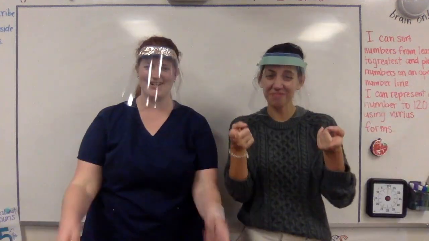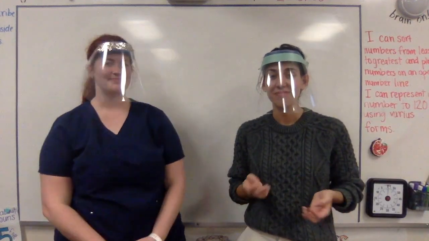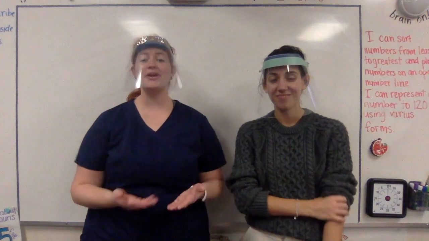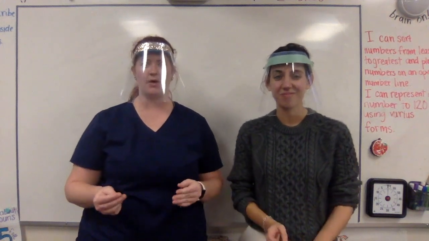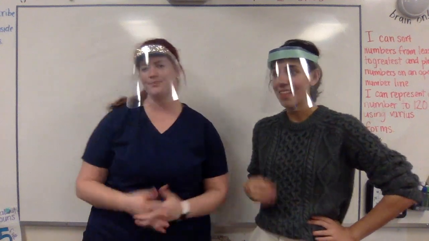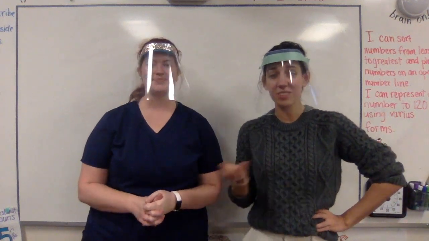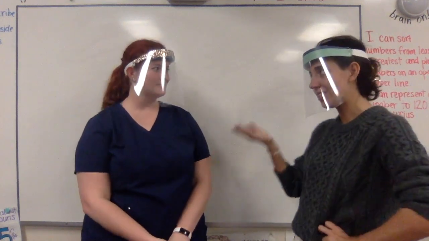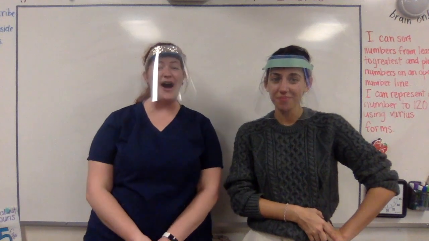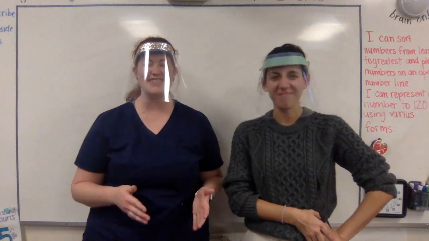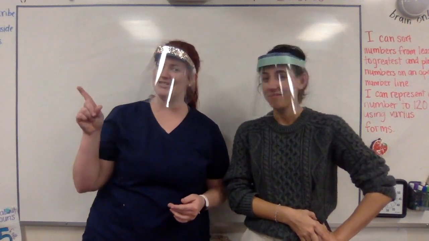It's your turn. On Seesaw, you have an assignment. You are going to have to get the number and break it down into its various forms. And then you're going to have to take those numbers and put them from least to greatest and put them on an open number line. Make sure you pay close attention to all of the numbers and the different place values. Push that green check mark when you're done. Good luck, first grade.